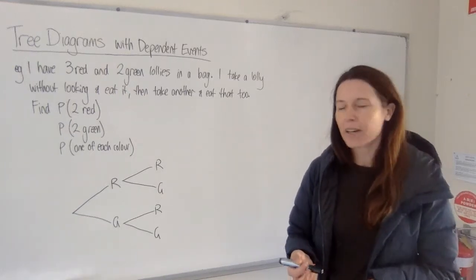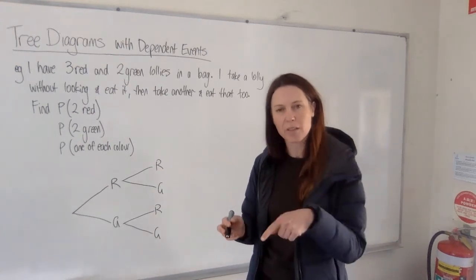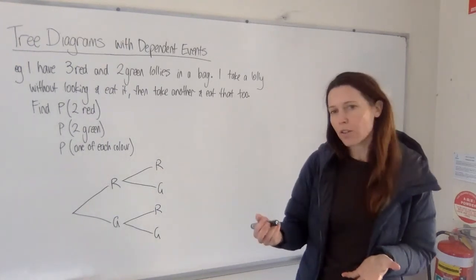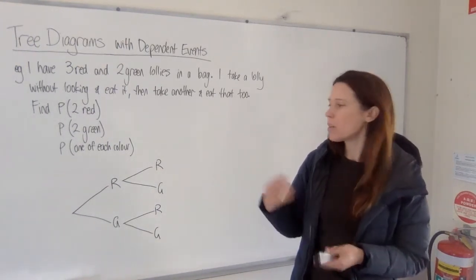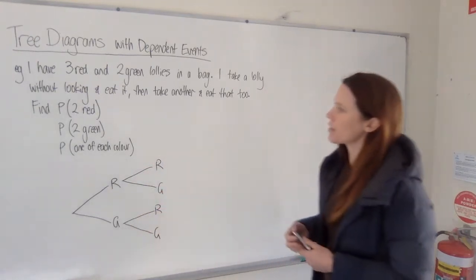Now, when you have a tree diagram with dependent events, that is, the second event actually depends on the outcome of the first, you can use the exact same type of tree diagram. You've just got to be really careful when you go to write your probabilities on the branches. So this example should explain it.